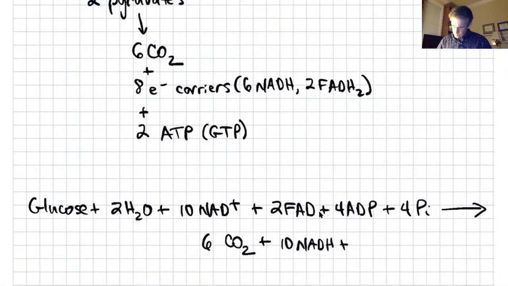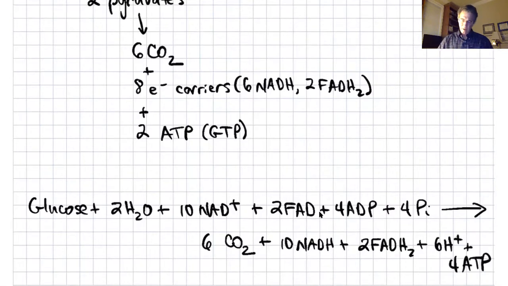plus 2 FADH2s plus 6 protons plus 4 ATP. All right, that's been like 4 lectures. Like I said, 20 reactions. And for all of that, what we got was 4 ATP. That's like, really? That was a lot of chemistry and a lot of steps, and I got 4 ATP out of that. Not so awesome for all that work.